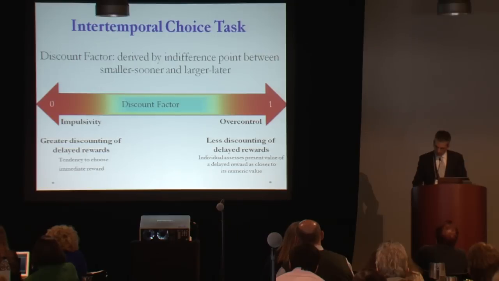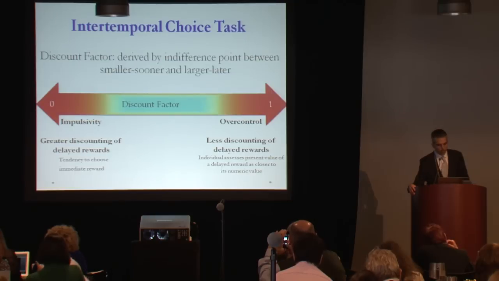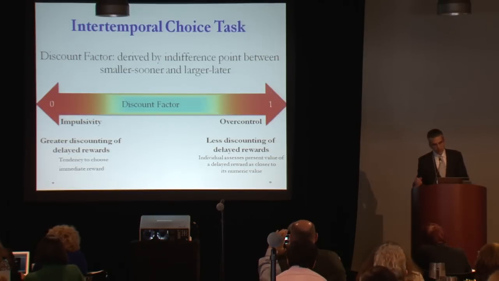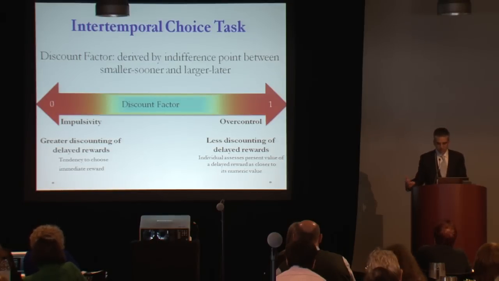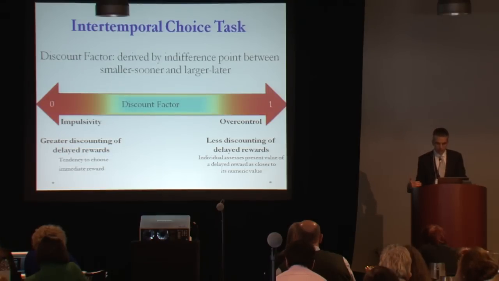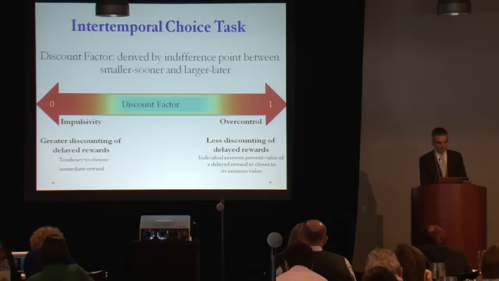So the discount factor then is an index, like I said, that indicates the capacity to delay reward. It ranges from 0 to 1. Scores that are closer to 1 indicate overcontrol. Scores that are closer to 0 indicate impulsivity. Scores closer to 1 indicate that the person is comfortable with delay or has a greater capacity to delay. Those individuals are able to assess the present value of a reward as closer to its numerical value. Whereas on the impulsive side, those individuals tend to choose the immediate reward.